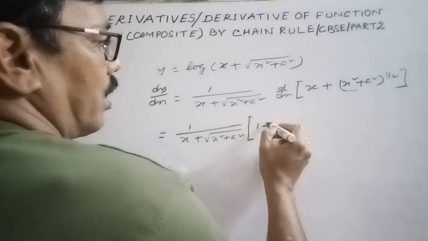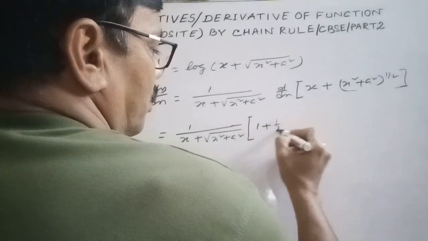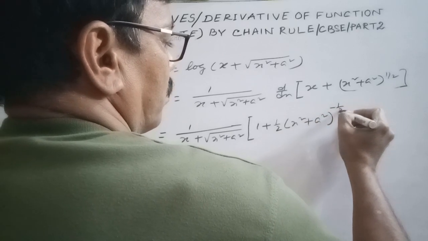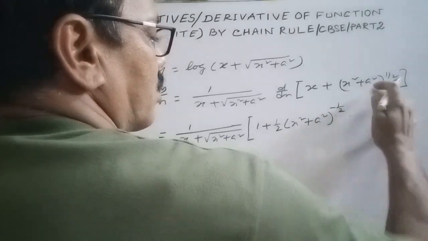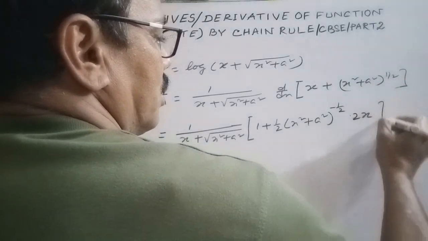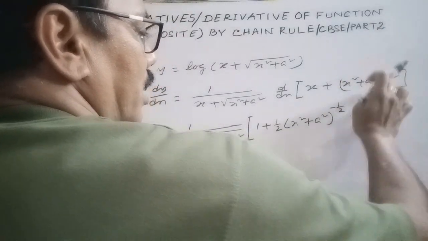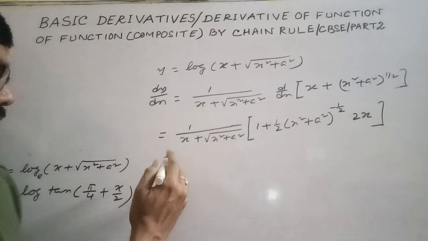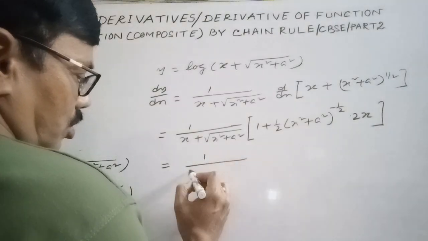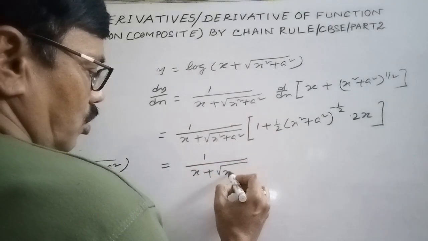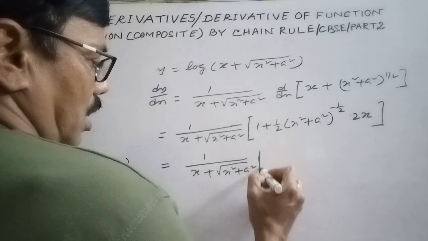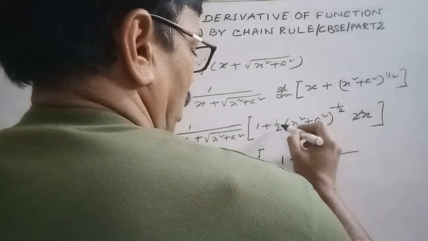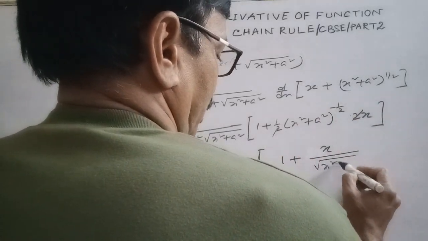Derivative of x is 1, and this is half into whole to the power minus half into d dx of x square plus a square. That is, x square derivative is 2x, a is constant, so this is 0. Now this one is 1 by x plus root under, and this one x cancels, 2 cancels, this.